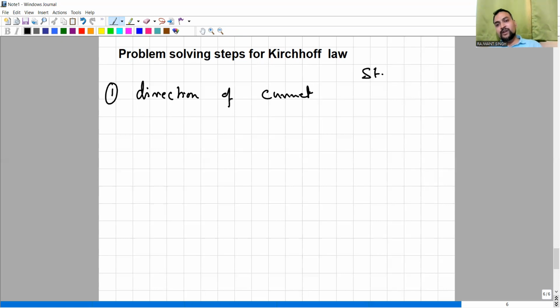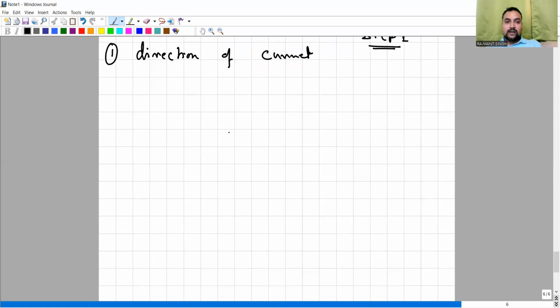This is step one of any Kirchhoff related problem. The first step is the direction of current. If the direction of the current is already provided, then you can skip this step and move to step two. If it is not given, then you have to follow this step. Now what is this? Please sit with a notebook and draw this diagram.